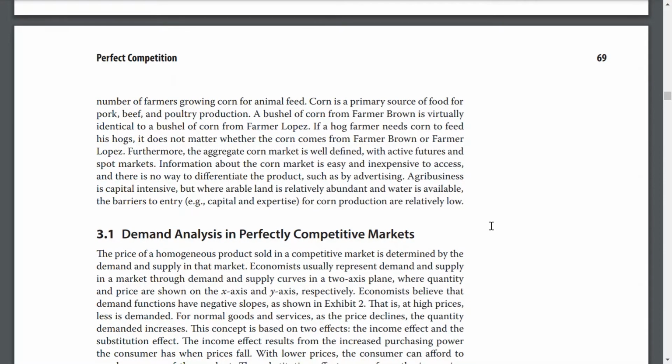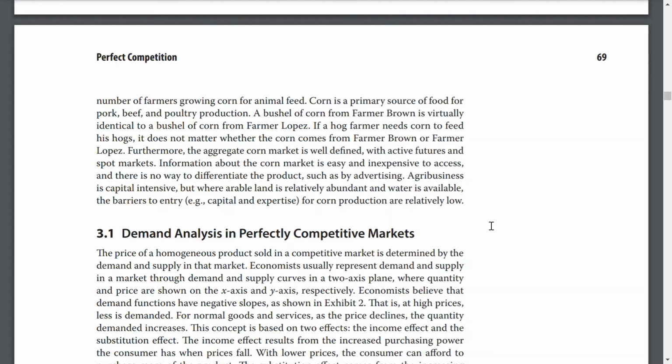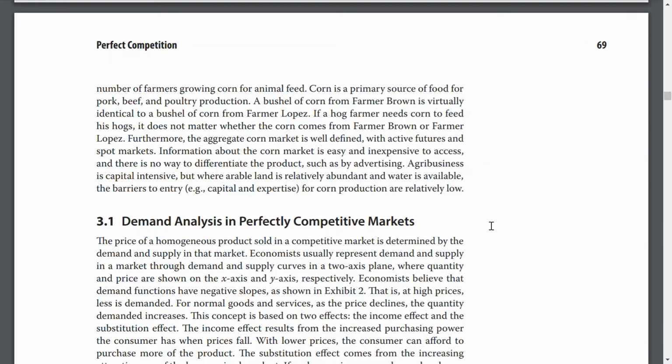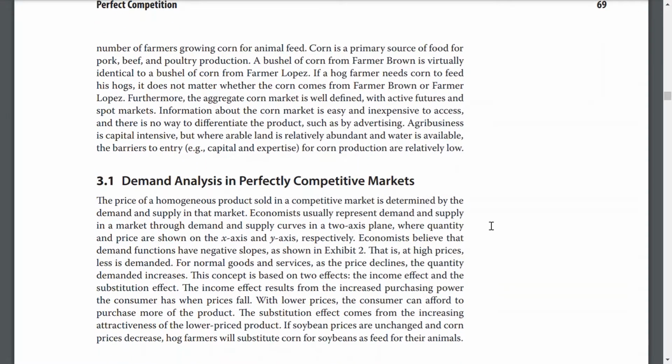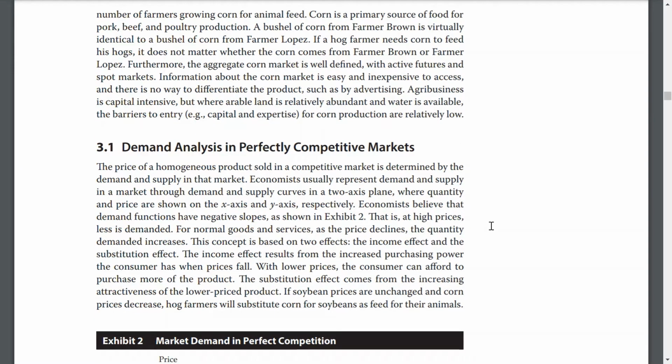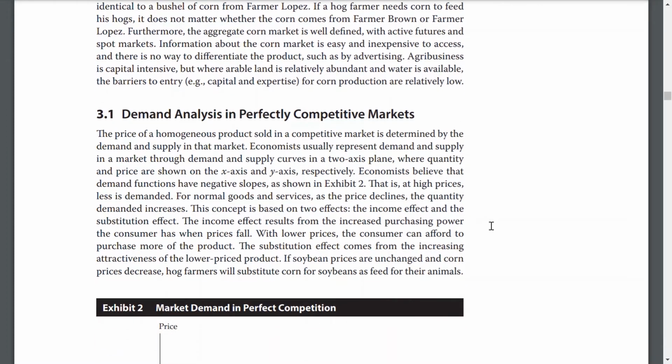Agribusiness is capital intensive, but where arable land is relatively abundant and water is available, the barriers of entry, e.g. capital and enterprise for corn production, are relatively low. 3.1 Demand analysis in perfect competitive markets.